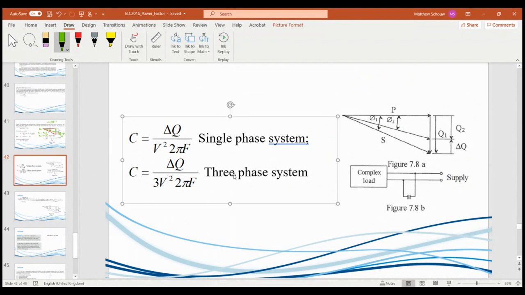It looks like that. For a three-phase system, and you'll touch on that, it'll be 3, because obviously it's 3 different phases, hence divided by 3. But so your capacitance required will be change in Q divided by V squared 2 pi F. So I hope you guys got that. Right?